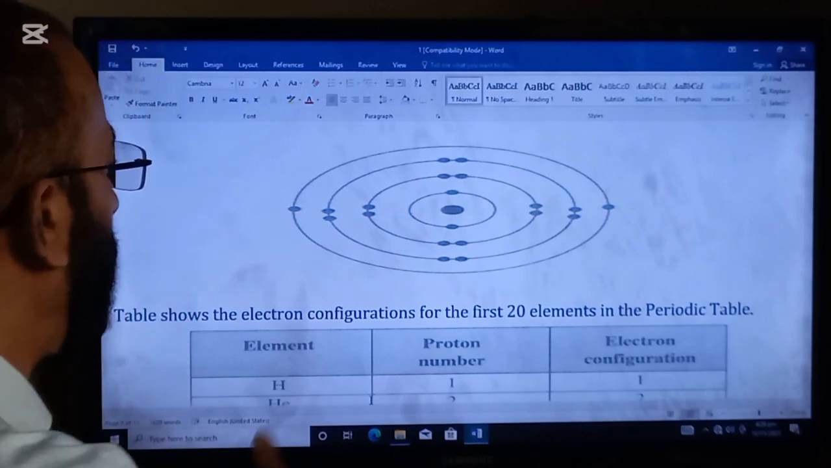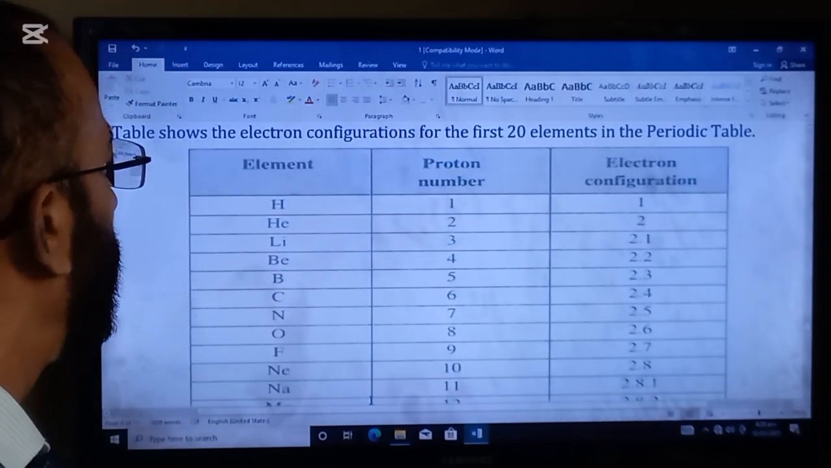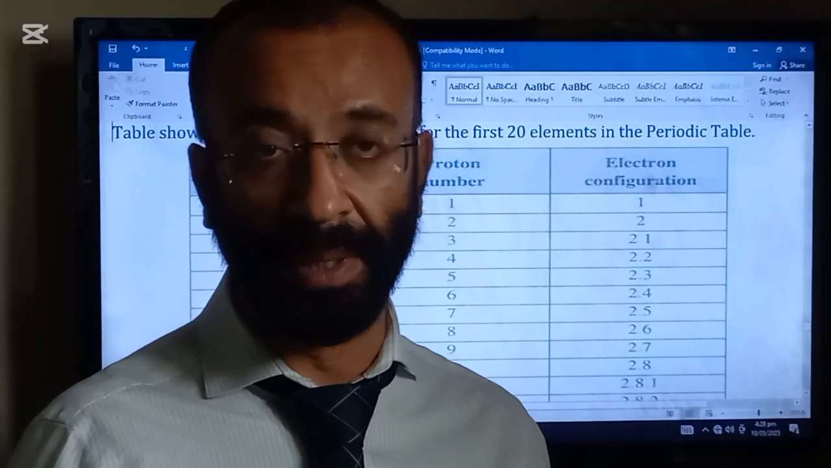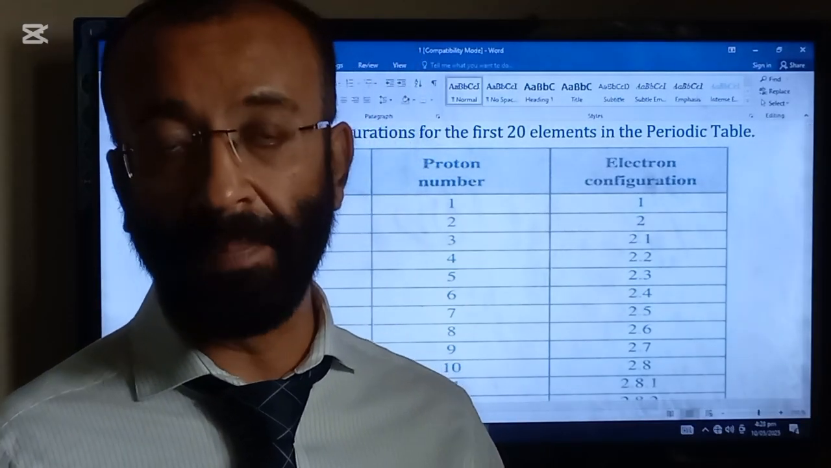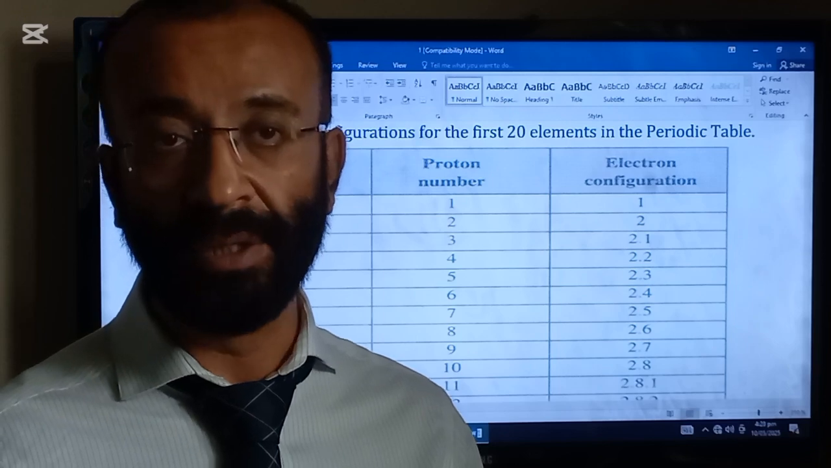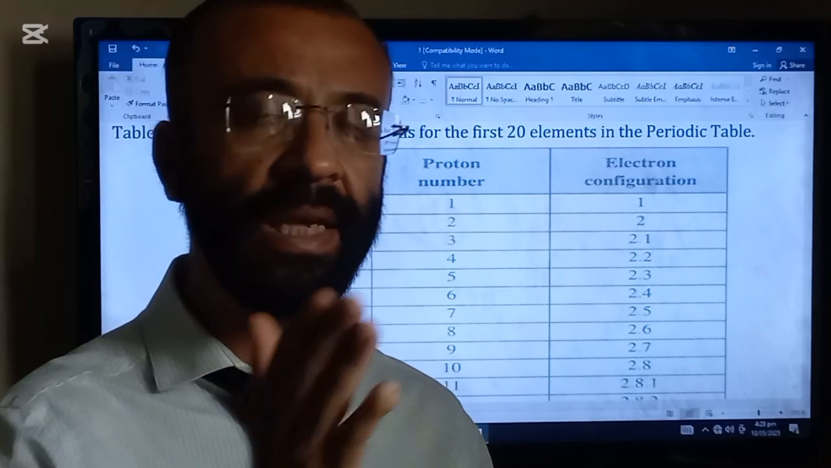The table shows the electron configuration for the first 20 elements in the periodic table. So this is actually practice for you, because in paper 1 of chemistry, normally you are required to draw the electronic configuration of an element which is given in the paper.